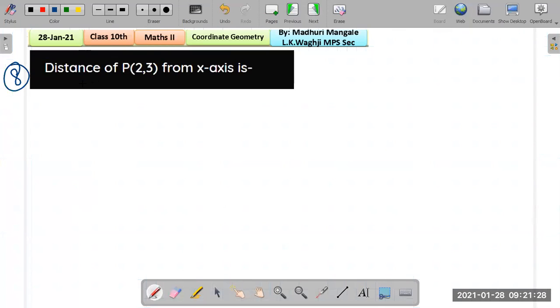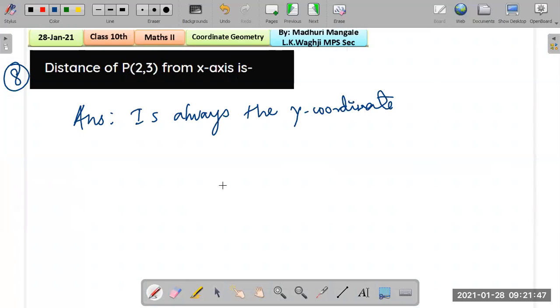Question number 8. Distance of this point from the x-axis. And what should be the answer? The distance of any point from x-axis is always the y coordinate. It is always the y coordinate. And what should be done? You should change the sign to positive, because distance is always positive.